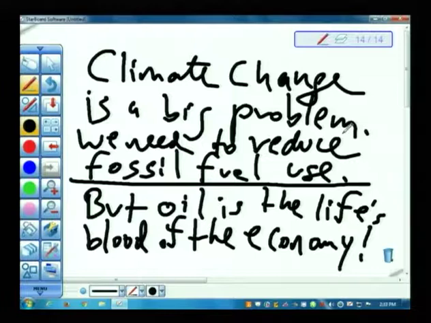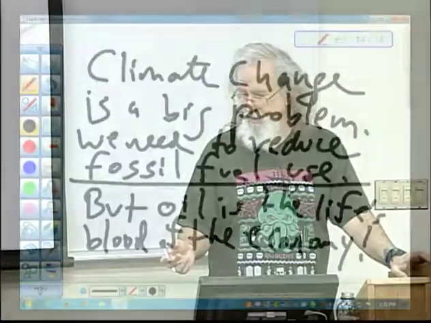Understood premise: if we reduce fossil fuel use, climate change will be less of a problem, or we will be addressing climate change, right? And then someone else might say, but oil is the lifeblood of the economy, and maybe some implied things there, without it our economy will suffer terribly and will suffer economic deprivation. So the question is, is that a fallacy?